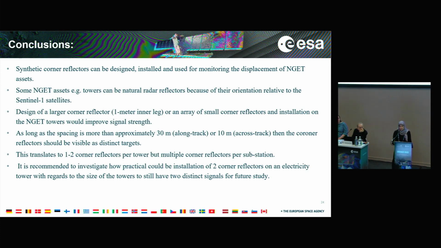As long as the spacing is more than approximately 30 meter along track or 10 meter across track, the corner reflectors should be visible as distinct targets. This translates to 1 to 2 corner reflectors per tower, but multiple corner reflectors per substation. It is recommended to investigate how practical it could be to install 2 corner reflectors on an electricity tower with regard to the size of the tower to still have 2 distinct signals for future study.